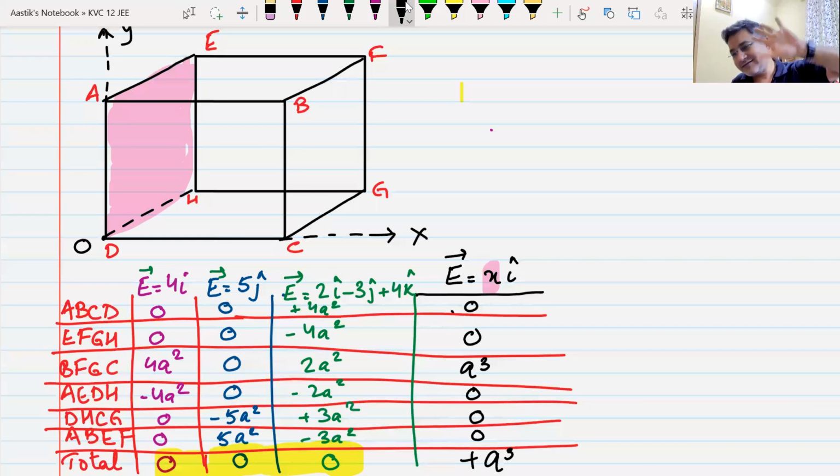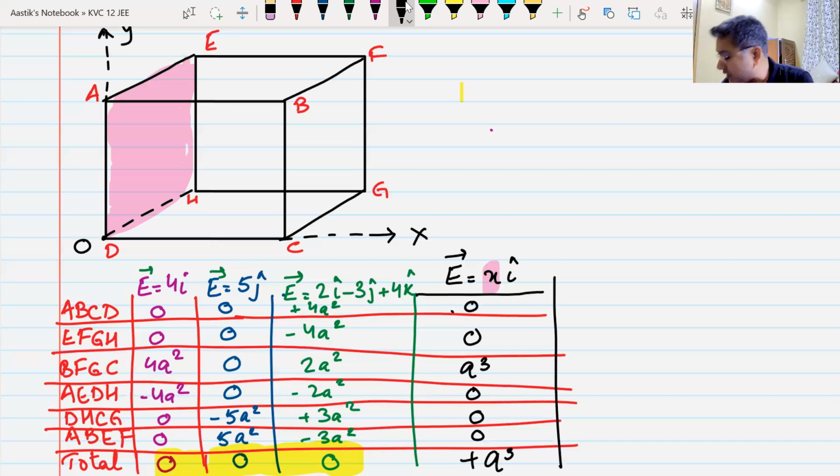Do we understand it, or has this gone above your head? Imagine this cube. Everyone is imagining the cube, yes or no? You understand this, or no? Understood, sir.